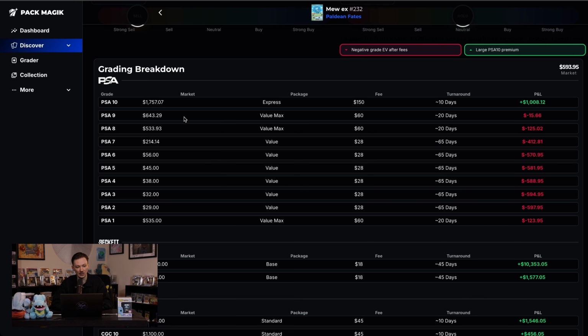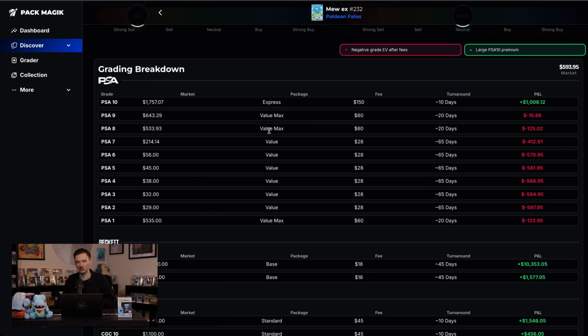That's after fees. It'll tell you right here what package you need to be paying for in order to get it. If you send it in and it gets a PSA 10, you're going to get charged a bunch of extra fees. If you only paid $25 for the grade, you're going to end up paying an extra $125 in fees because of the insurance.